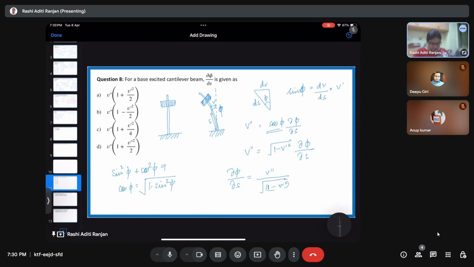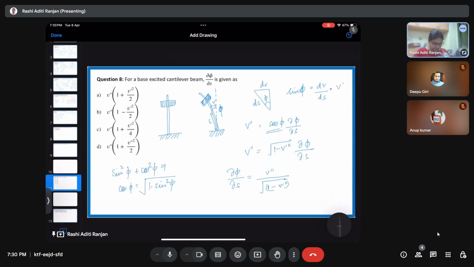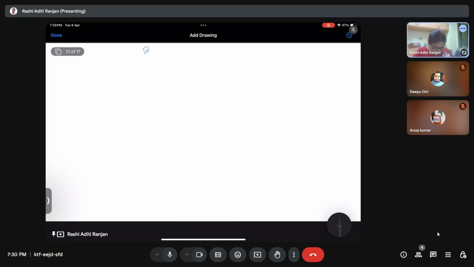You can write it further as del phi by del s is going to be v double dash times 1 minus v dash square to the power minus 1 by 2. Now, if I have 1 plus x to the power a, or 1 minus x to the power a, for its binomial expansion, I'll consider only up to the second term. 1 minus ax.